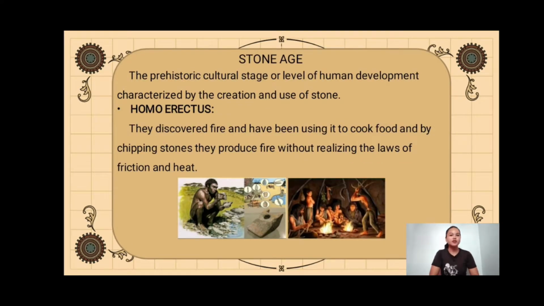Stone Age. The Stone Age is the prehistoric cultural stage or level of human development characterized by the creation and use of stone. Also, in this stage, our ancestors are called Homo erectus, or the upright man. The upright man discovered fire and used it to cook their food. And by chipping stones, they produced fire without realizing the laws of friction and heat. As you can see here in the left picture, there is the Homo erectus knocking the stones together, and in the right picture, they already have fire, and they use the dead branches of the trees as their firewood.